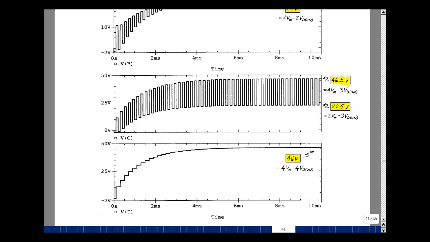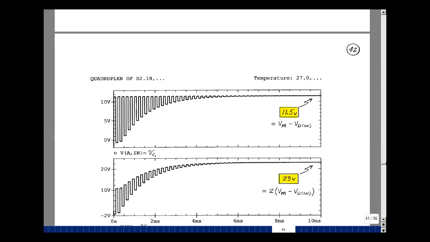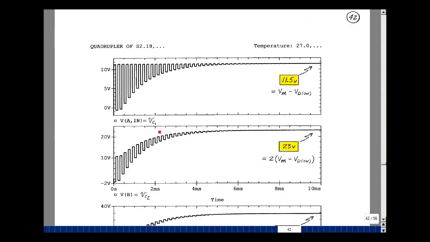Let's take a look at the capacitor voltages. First plot here is the voltage across capacitor C1. That's between nodes A and IN if you look back on page 39. And you can see that it's approaching 11.5 volts, and that's what we expect, because it's supposed to be Vmax minus VD on, so that was 12 volts minus 0.5 or 11.5. Node voltage B we had looked at before, and that's also the capacitor voltage, and we saw that that was approaching 23 volts, and that should be approaching 2 times the quantity Vmax minus VD on. 12 volts minus 0.5, so 11.5 times 2 is 23.